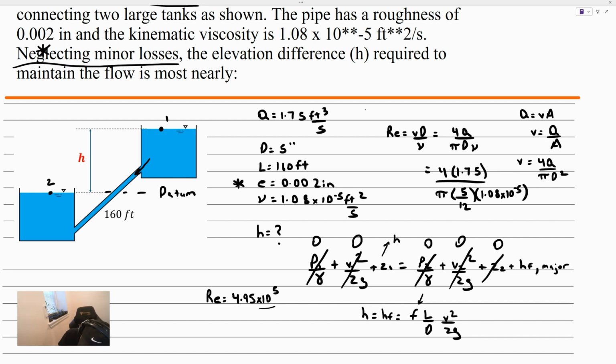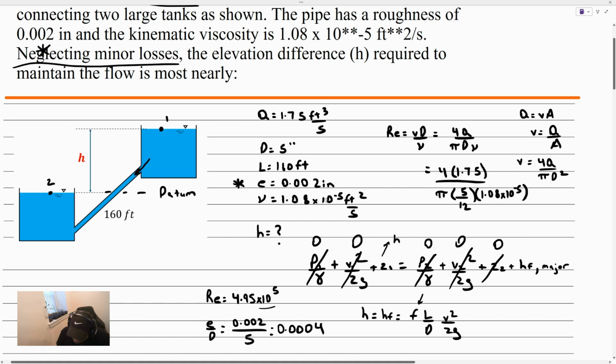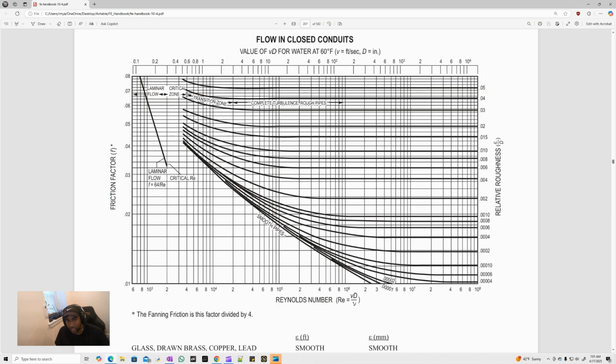The next thing we need is that relative roughness value, the e over D. The roughness was given as 0.002 inch and the diameter was 5. What that turns out to be is 0.0004. Lots of zeros there. Okay, so the next thing that we're going to do, knowing the Reynolds number and the relative roughness, is go to our Moody diagram in the FE exam manual.